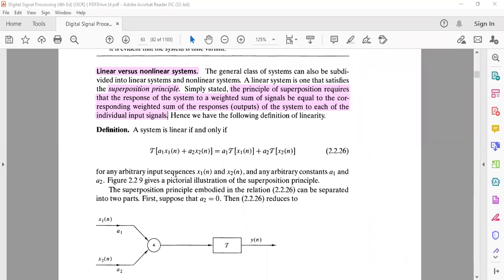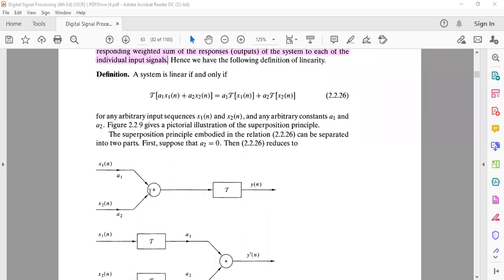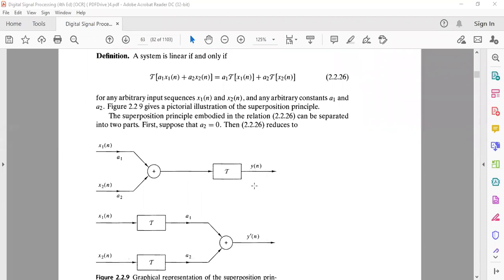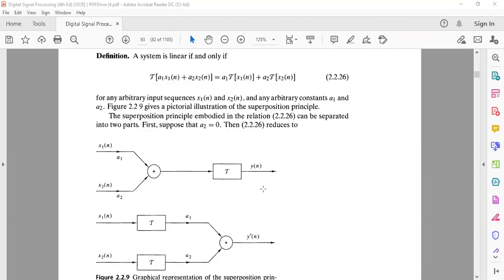This holds for an arbitrary input sequence x1 and x2, or even more inputs, and the constants a1 and a2 are also arbitrary. Using the pictorial here, if you have x1 and x2 with constants a1 and a2, and you have your system operating on them to get y, it should be similar to having the system operate on each of the inputs to give you the output y. This is when you would say that the system is linear.